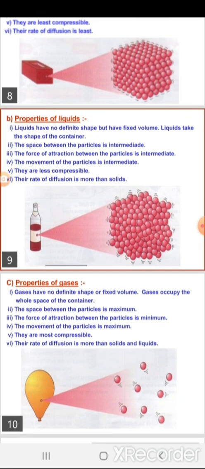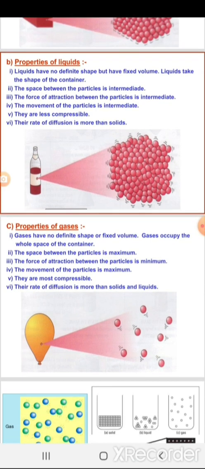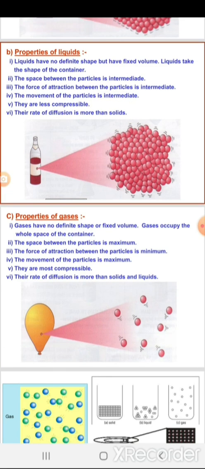The second state of matter is liquid. As you can see, liquids have no definite shape but have a fixed volume. Liquid takes the shape of its container. For example, if you pour water in a glass, it will take the shape of that glass. If you pour water in a bowl or in a utensil, it will take the shape of that utensil or jar or any kind of bowl.